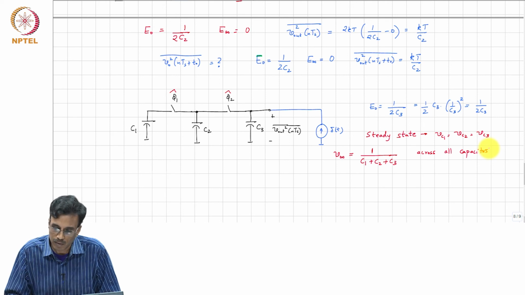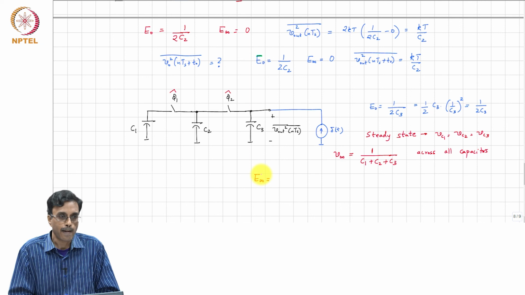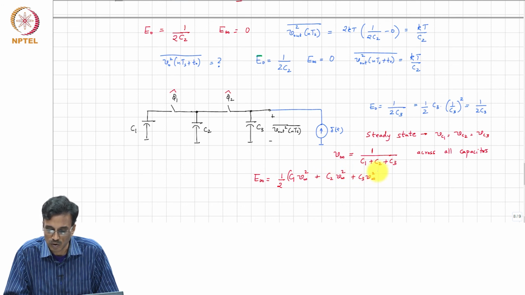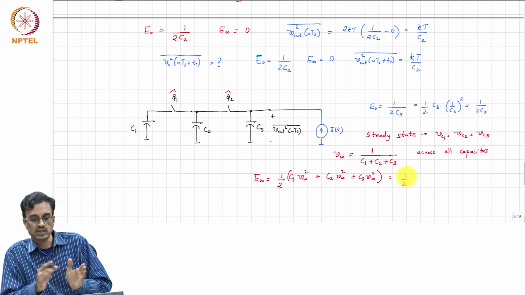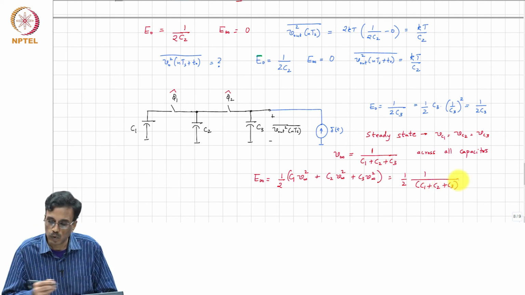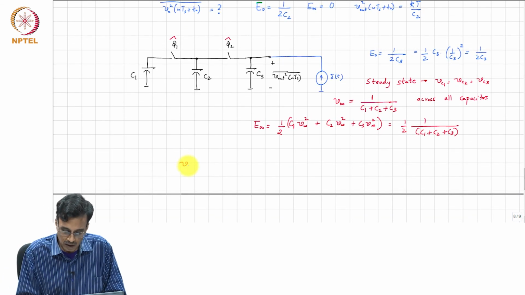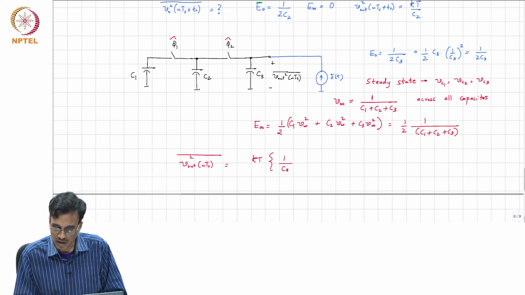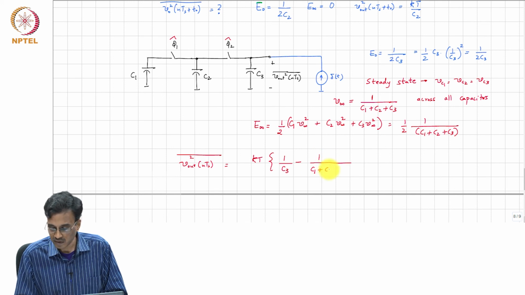So, what comment can we make about E infinity? It is half C1 times V infinity the whole square plus C2 V infinity the whole square plus C3 V infinity the whole square, which is 1/2 into C1 plus C2 plus C3 times V infinity the whole square. So, this is 1/2 times 1 over C1 plus C2 plus C3. So, the mean square output noise is kT times 1/C3 minus 1/(C1 plus C2 plus C3).